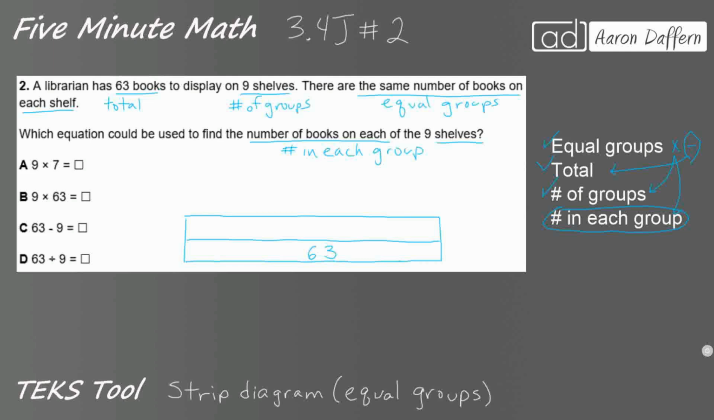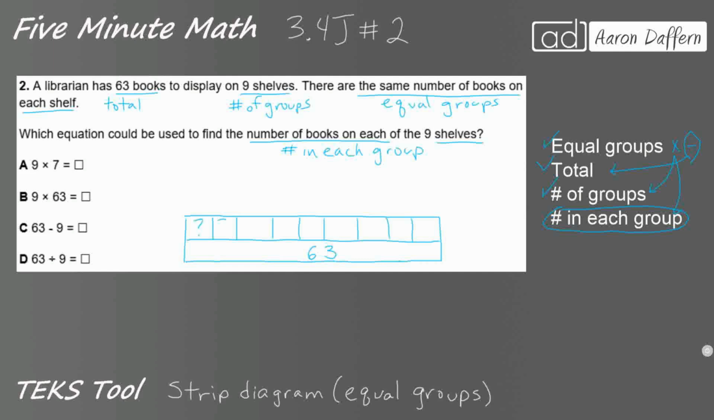So I've got 9 shelves. Each shelf is a group, so I'm going to draw 9 groups. Now, if you start drawing lines, there's a chance they're going to be uneven or whatnot. So here's what I suggest. You first cut this into thirds, which you have to guesstimate on the thirds, but you can get kind of close, right? So I've got 3 groups. Then if you cut each of the thirds into thirds, 3 times 3 makes 9. So that's not exactly perfect, but it's pretty close.